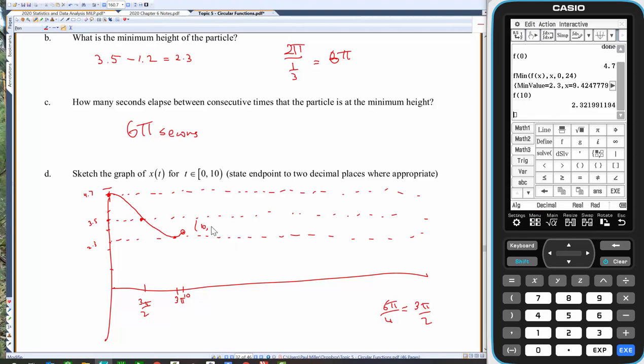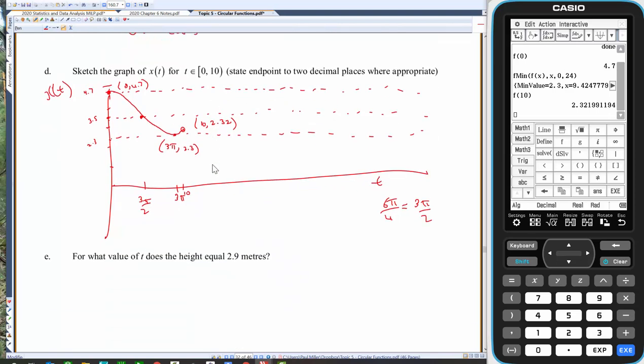So 2.32, got to put that turning point in there, which is at 3 pi, comma, 2.3, and our y-intercept, which is 0, 4.7. Label your axes, x of t versus t. So a bit of a long axis there. I anticipated this being a lot longer. Now make sure you go back and erase those dotted lines there if you have put them in.